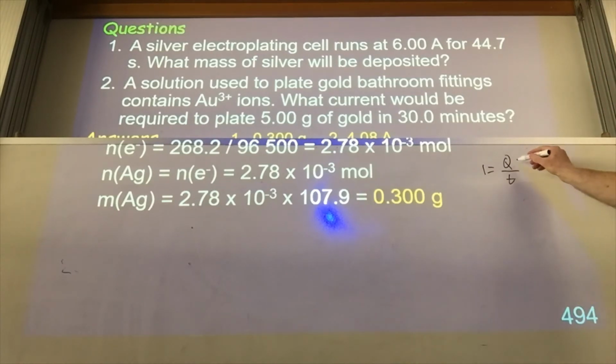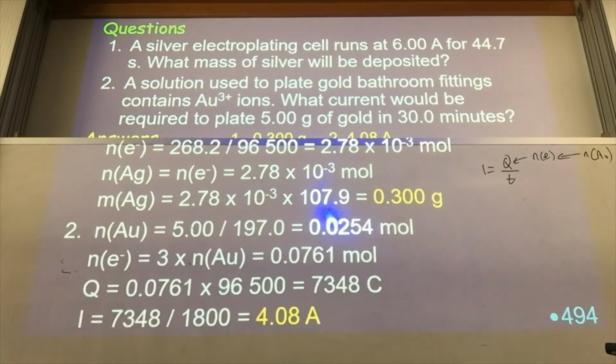To work out Q, of course, we'll need the number of moles of electrons, and we get that from the number of moles of gold. So that's basically the steps that we do. Mass to moles of gold to moles of electrons to coulombs, and then divided by the time to get the current. So mass divided by the molar mass to give us moles of gold.